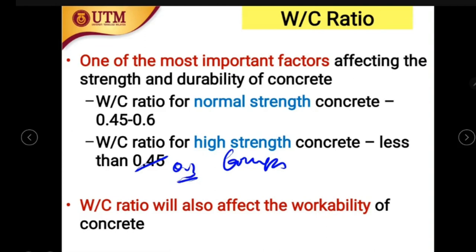So what is the idea of 0.3? Basically when your mix has a water cement ratio of 0.3, normally it is very dry. You cannot see water. Most of the water has been absorbed by the cement and everything. It is very dry.